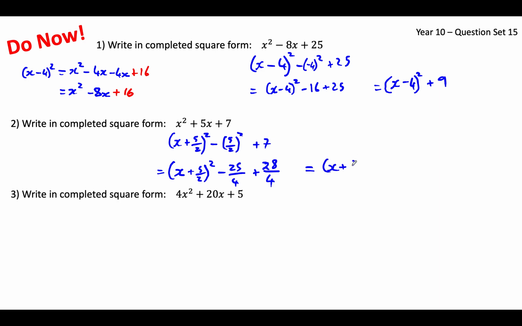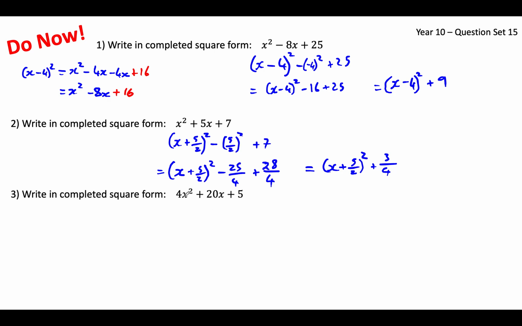So x plus 5 over 2 squared plus, what's the difference here? Well, it's 3 quarters. Okay, now if you've worked in decimals, so x plus 2.5 all squared plus 0.75, it's not wrong. Anything equivalent is fine. It's just, that was so much easier to work with fractions. Didn't need a calculator at all.